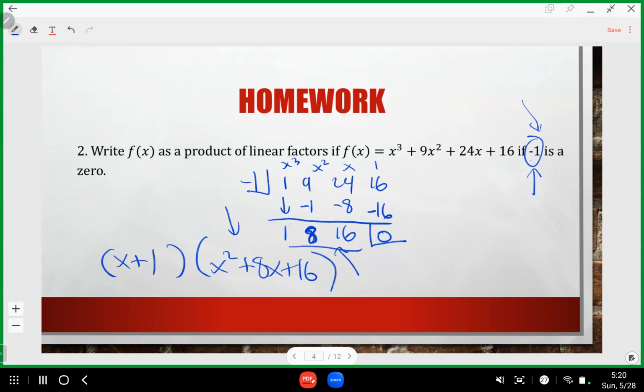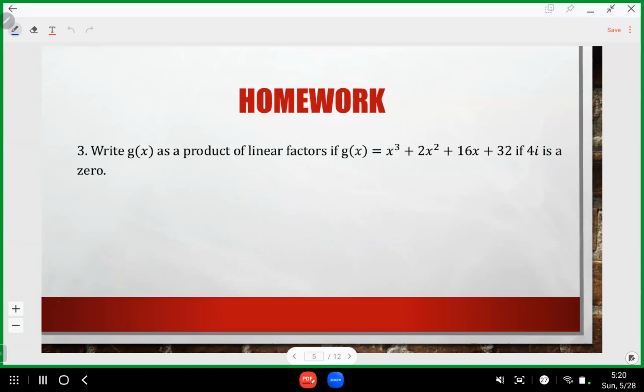Now, how would we factor this then? X plus 4 squared. Very good. Okay. So this one doesn't have any imaginary numbers. Next, we can go on to the number 3. I think this one has an imaginary number. Okay, I'm going to give you 2 minutes for this one as well.